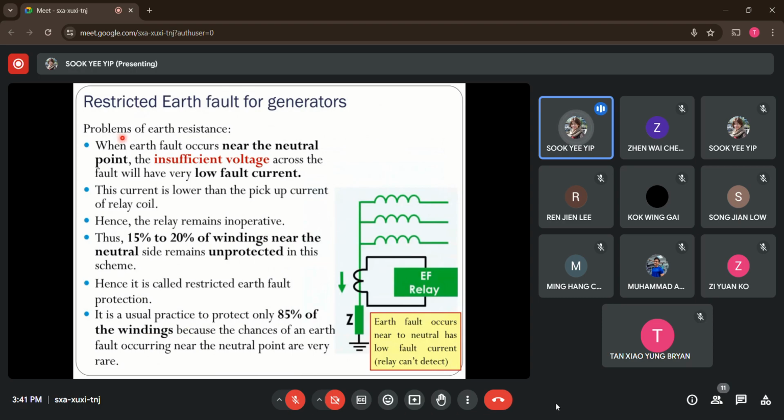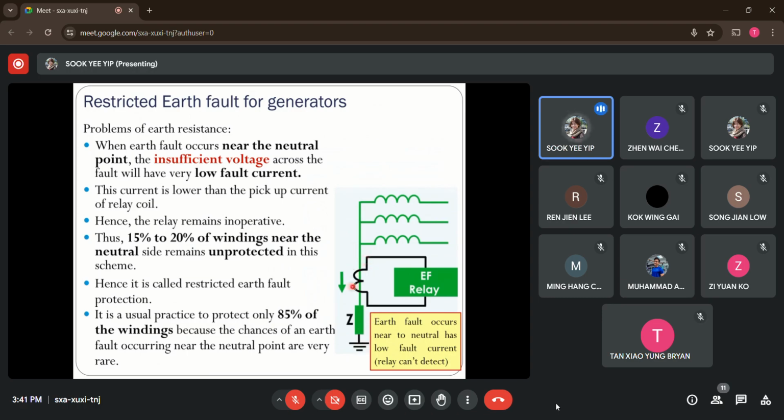What is the issue, right? So let's check out these diagrams here. Now this is the stator winding in a Y connection. We are using a restricted earth fault protection scheme, which means that we will place an earth resistance in between the neutral point and the ground.